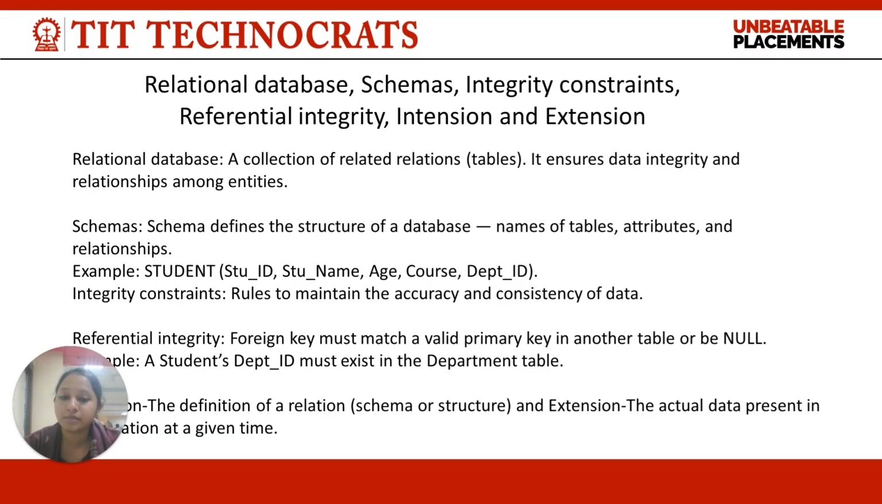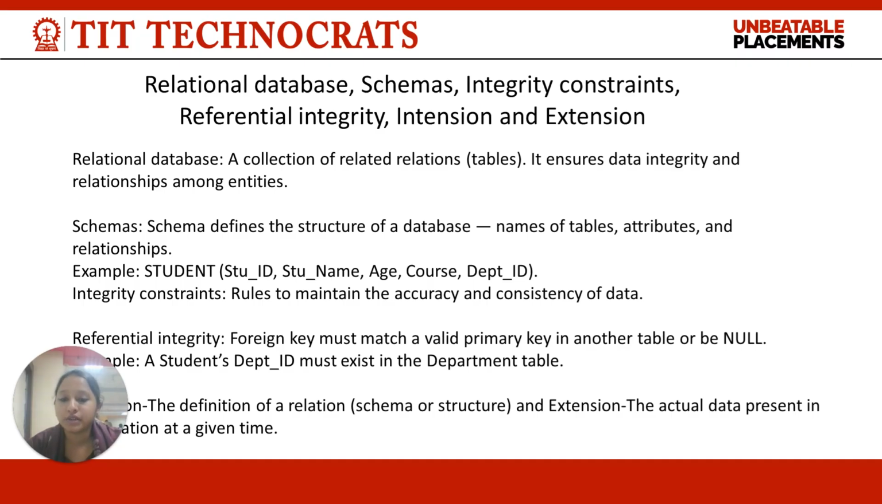These are the rules applied to maintain the accuracy and consistency of data in the database. They ensure that the stored data always remains valid and meaningful. One very important type of constraint is referential integrity. These rules state that a foreign key in one table must match a valid primary key in another table, or maybe it will be null.